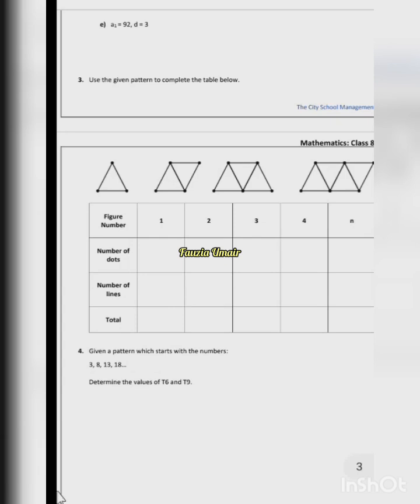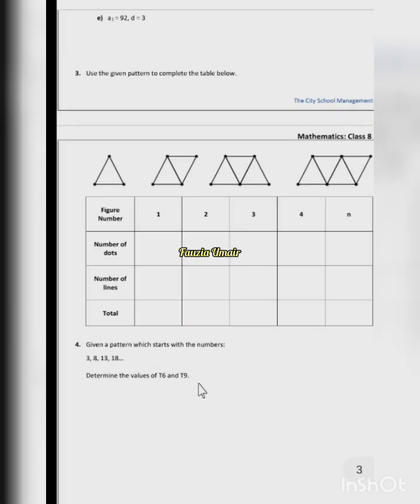This T6 and T9 means term 6, term 9, that is A6 and A9. All right. Try out this worksheet. I will share this worksheet as homework today, and we will discuss and self-check it tomorrow in the class. All right.